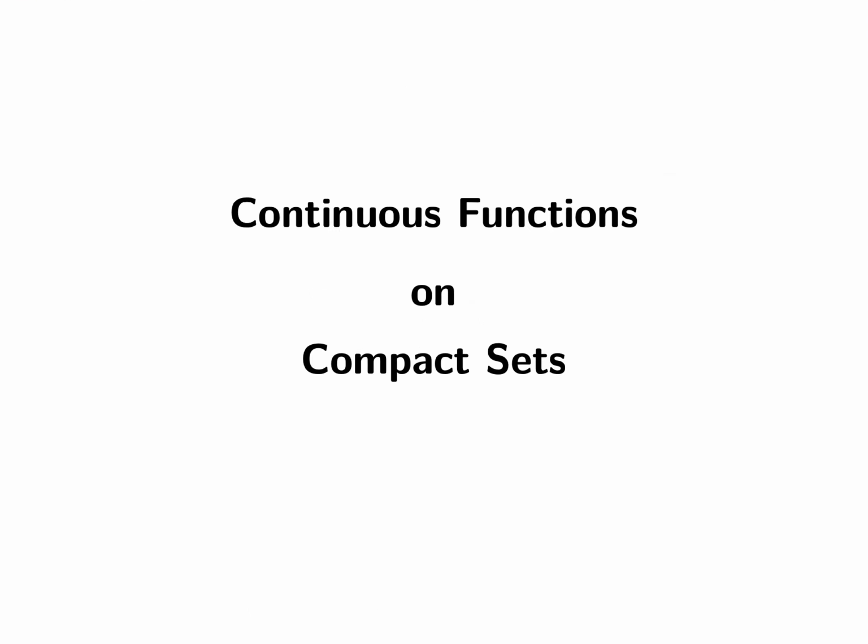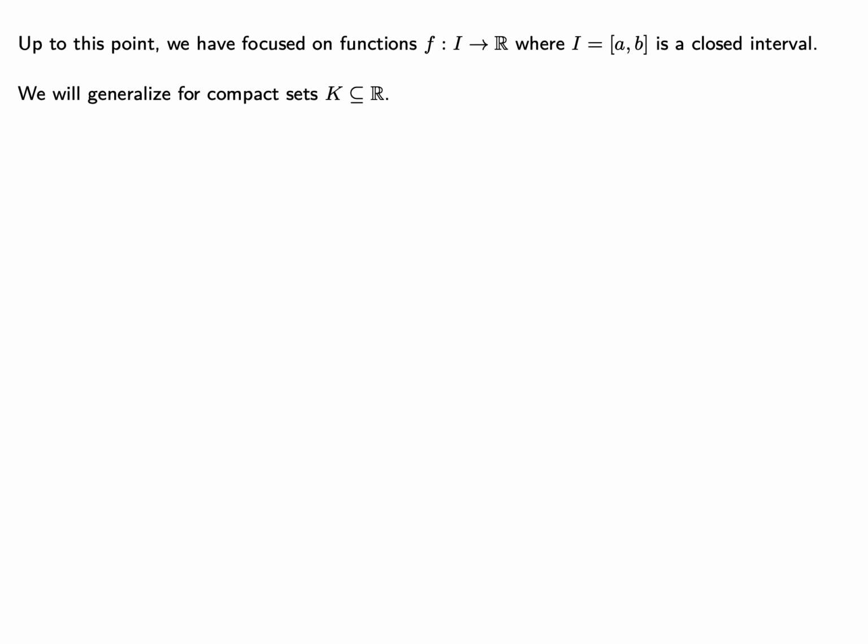Next, let's talk about what happens when we consider continuous functions on compact sets. In fact, up to this point, we've really focused on functions defined on a closed interval I from A to B, and of course, our closed interval from A to B is an example of a closed and bounded set, which is just the compact set. So we'll generalize now for any compact set K.